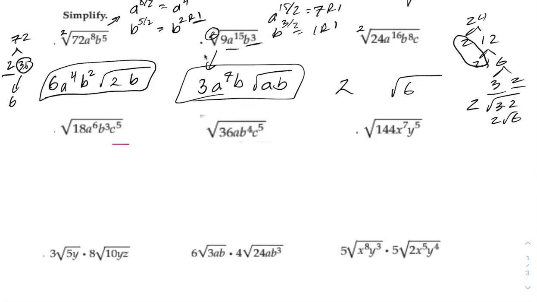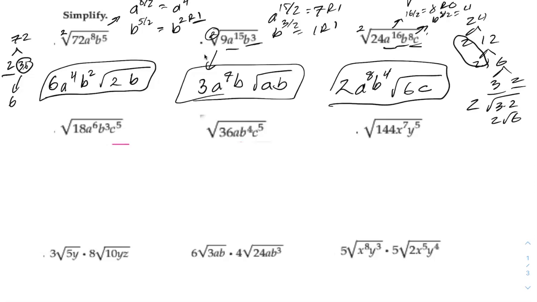Now we got to do the variables. 16 divided by 2 is 8. So there's 8 a's on the outside. The remainder is 0, so there's nothing on the inside. b to the 8 divided by 2, sorry, did the math in my head too fast, is 4, so same idea. 4 b's on the outside. And then c is a 1. 1 doesn't divide into 2. It's too small, so it has to stay on the inside. So there we go.